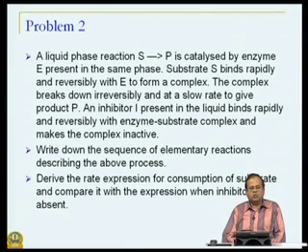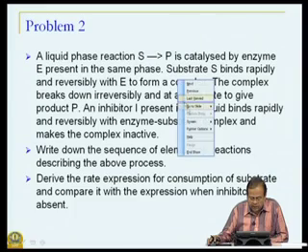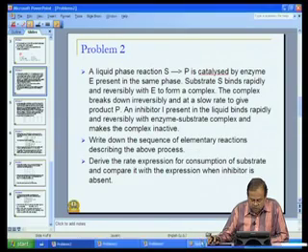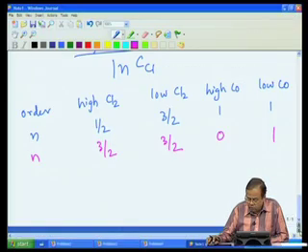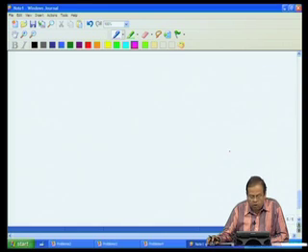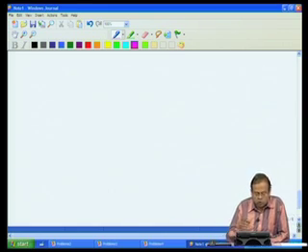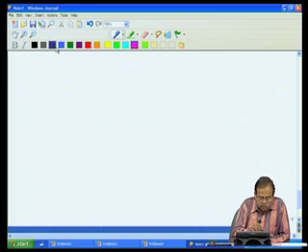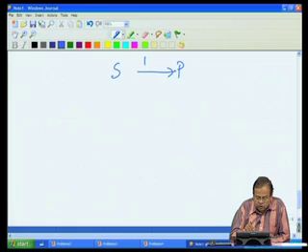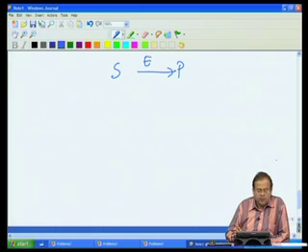Okay. So, let us come to the second statement. Substrate S binds rapidly and reversibly with E to form complex. So, let us put that information in the form of a reaction. So, our reaction is S going to P in presence of this enzyme E, and what is happening?